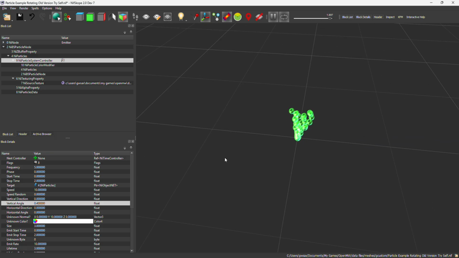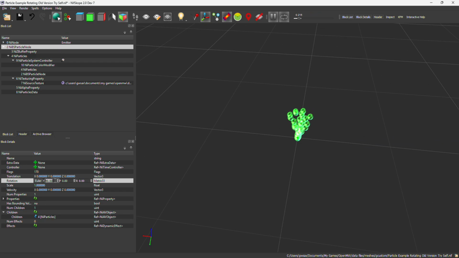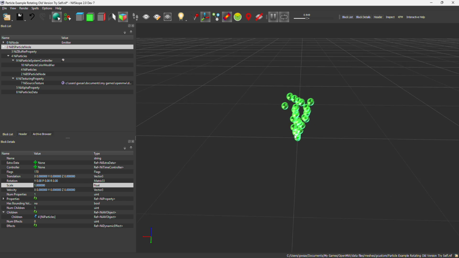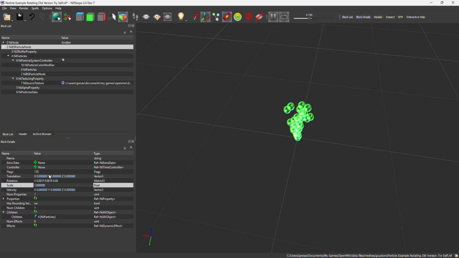And if you rotate, instead of going Y 90, we turn this to 0, as you can see, it's doing this angle in the vertical direction, which changes whenever we rotate the emitter. So the vertical direction is not always the up direction or the Z direction. So if we go 90, you'll see what happens.